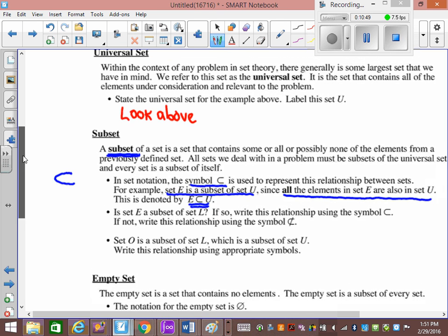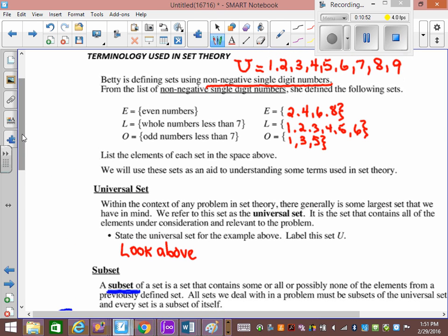So let's see if that's true. E has the numbers 2, 4, 6, and 8. Are all of these numbers found in U? Yes. Is there more in U? Yeah, that's fine. But in order for E to be a subset of U, everything in E must be in U. What if in E I had 2, 4, 6, 8, and 10? Would E then be a subset of U? No, because 10 is not in U. So when we say the first letter, E, is a subset of U, it means everything in the first letter has to be in the second letter. Does that make sense? That's what a subset is.